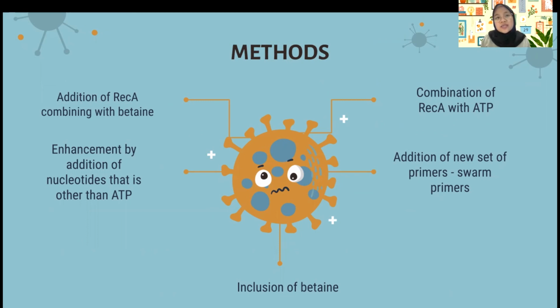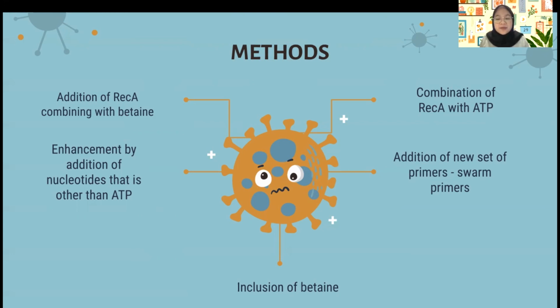However, according to a study by Zaim in 2020, the addition of ATP alone can greatly improve LAMP assay by reducing the threshold time by 6 minutes. Next, LAMP can also be enhanced by the addition of nucleotides other than ATP. The addition of nucleotides helps to make the reactions faster, which leads to a reduction in reaction time.